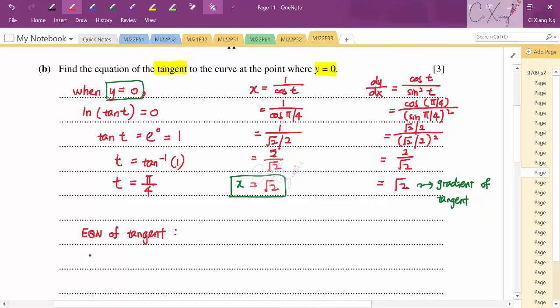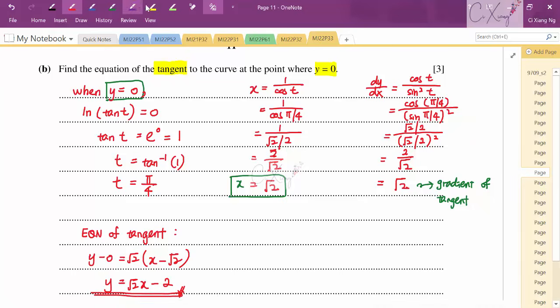To get the equation of the tangent, it will be y minus y1 equals gradient m, times the bracket x minus x1, which is the x coordinate. Simplify the equation. You can see that this is the equation of the tangent that we have, which is y equals square root 2 times x minus 2.